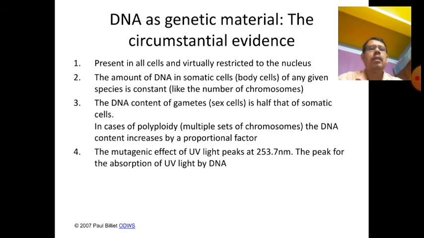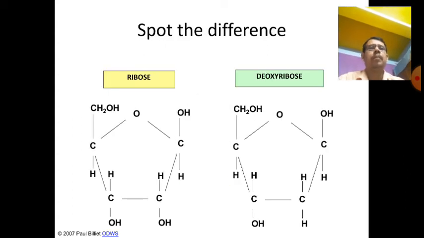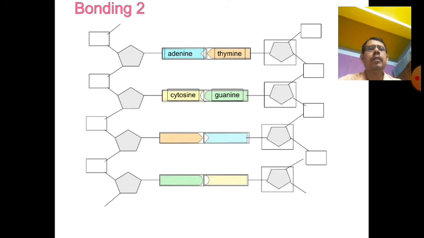And DNA is the genetic material, and the mutagens, the effect of the UV light, and the peak of the absorption of UV light is 253 nanometer, which is discussed in the practical class also. UV light, that means ultraviolet light, their highest absorption is at 253 nanometer. Ribose, the pentose sugar, spot the difference between the ribose sugar, same bonding.